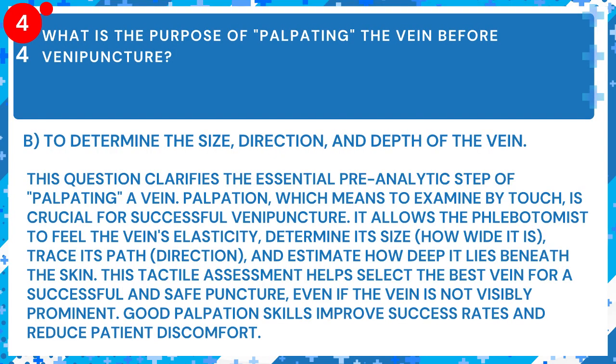Answer: B. To determine the size, direction, and depth of the vein. Explanation: this question clarifies the essential pre-analytic step of palpating a vein. Palpation, which means to examine by touch, is crucial for successful venipuncture. It allows the phlebotomist to feel the vein's elasticity, determine its size, how wide it is, trace its path, direction, and estimate how deep it lies beneath the skin. This tactile assessment helps select the best vein for a successful and safe puncture, even if the vein is not visibly prominent. Good palpation skills improve success rates and reduce patient discomfort.